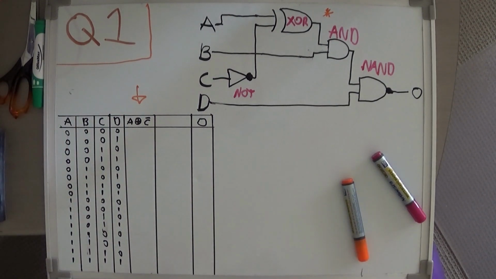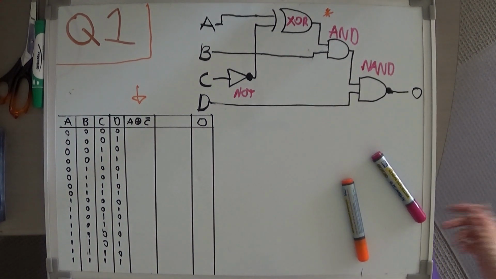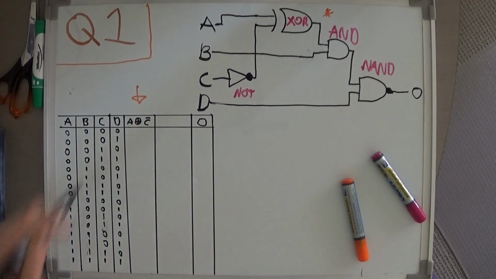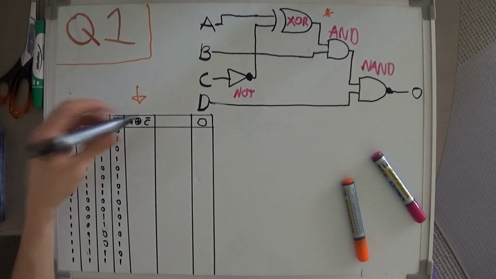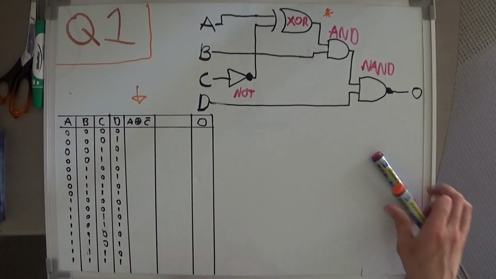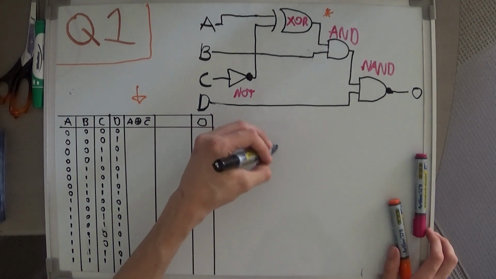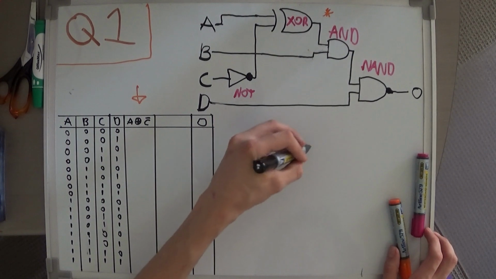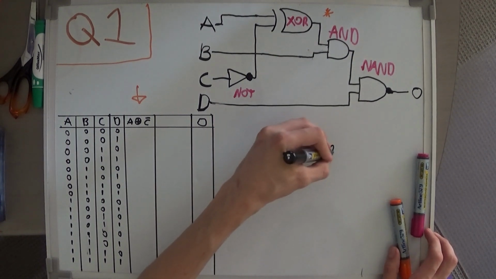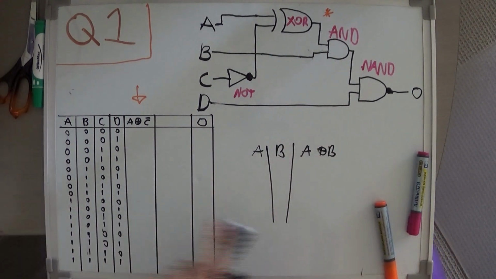Now I'm not doing an intermediate step for not C because not C is incredibly simple, and I think I can do that all in one go here. So we're going to do A XORed with not C. Now, a quick reminder on how XOR works. We'll do A, B, and A XOR B over here, for example. Wow, that came out very wonky.